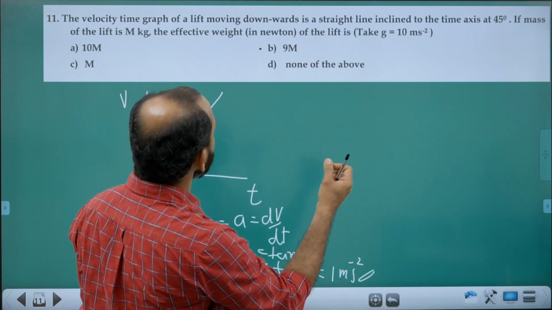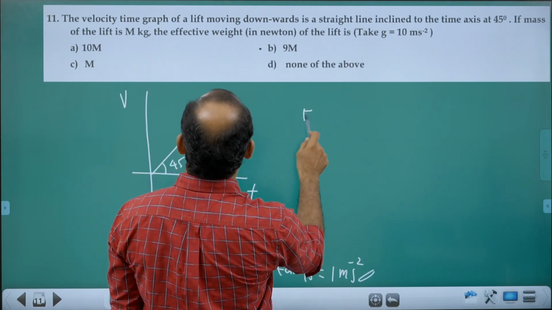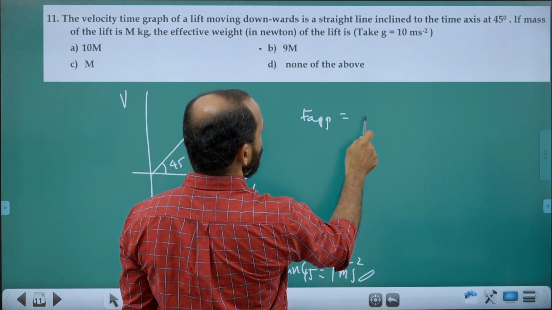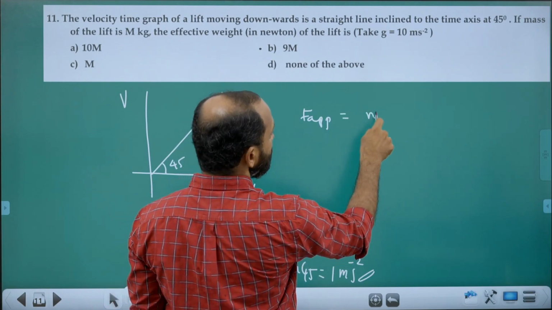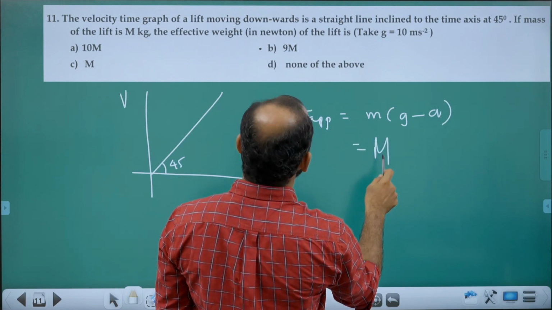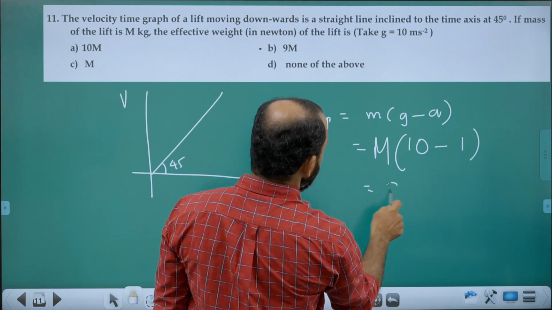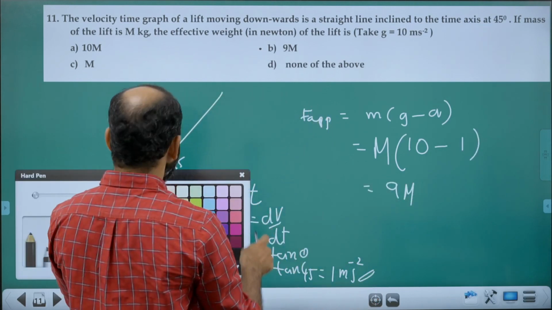And the lift is accelerating downward with this magnitude. We know the apparent weight when a lift is accelerating downward is m into g minus a. That is, m is capital M here, g can be taken as 10, a is 1, so you get 9m. So the right choice is option B.